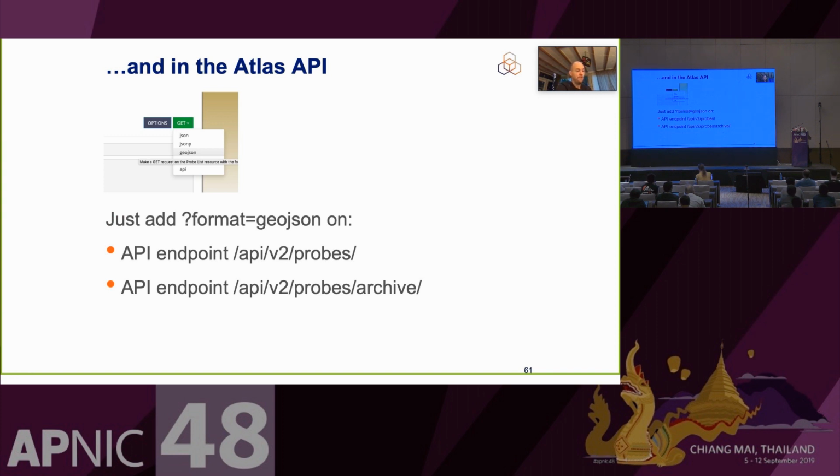And we support it in Atlas in various places. It's somewhat underdocumented, but it's also used in IPMap. But if you go to any API page and you click on the green button, that opens up a drop down with all the available formats. And for example, in the probes archive, you see that you can output this as GeoJSON. Next slide.